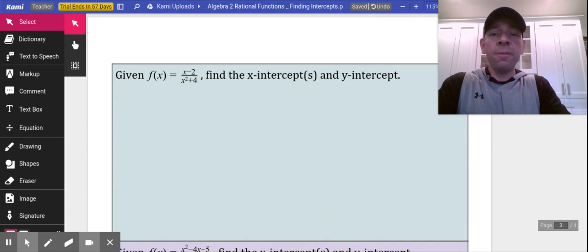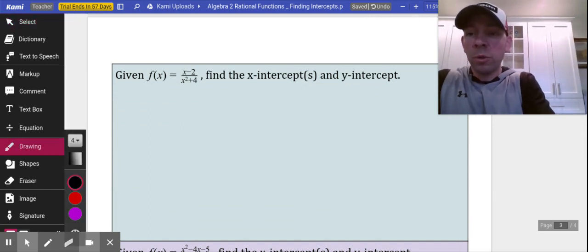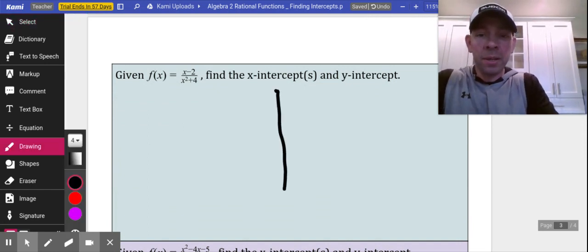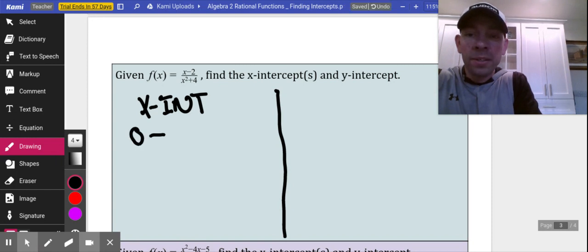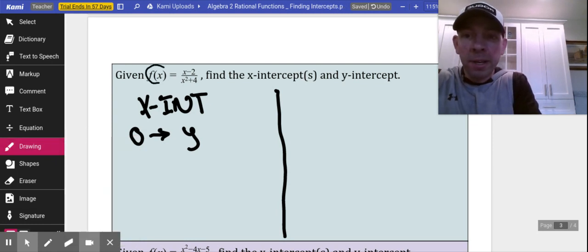Okay, so let's see if we can find the x-intercepts first. We'll draw ourselves a nice line down the middle and kind of split the work in half. So if I'm talking myself through this, if I want to find the x-intercepts, I'm going to take 0 and substitute it for y. So what does this look like? So this is my y value right here.